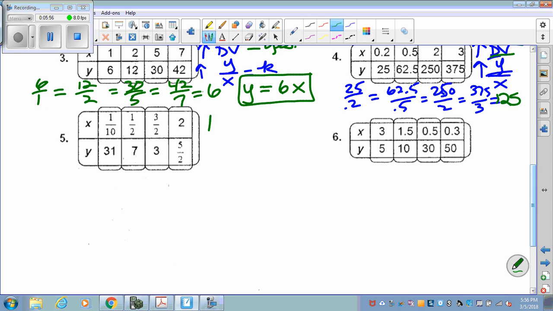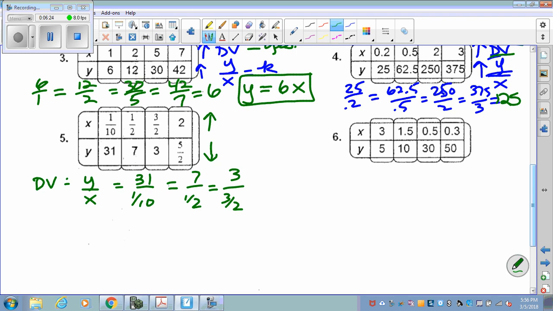Now if I'm looking at number 5 to see if that is a direct variation, the y's are getting bigger and the x's are getting smaller, so it could be either one. Let me see if it's a direct variation. I would divide. Y divided by x is going to equal some constant. So 31 divided by 1/10, 7 divided by 1/2, 3 divided by 3/2, and 5/2 divided by 2. I have to check those all out. Well, as soon as two don't work, then I don't have to go any further.